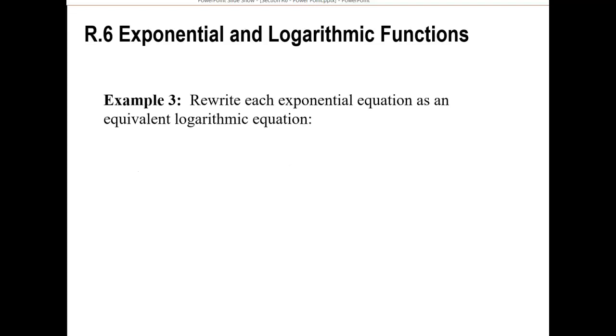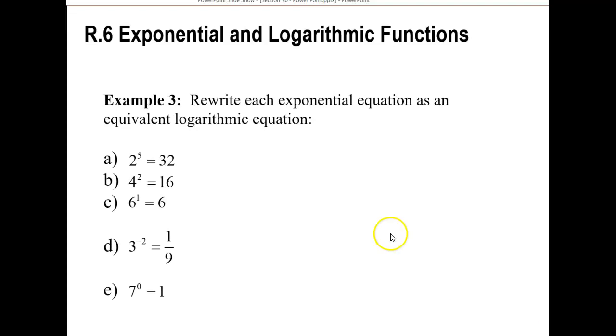So they want us to rewrite each exponential equation as an equivalent log equation. So these are all in exponential form, right? These are just facts about exponents that we already know. 2 to the 5th power is 32, 4 to the 2nd is 16, 6 to the 1st is 6, 3 to the negative 2nd can be written as 1 divided by 9, meaning this 3 would move to the denominator and make that 2 a positive, right? So 3 squared on the bottom, so why there's a 9 on the bottom, and then any number to the 0 power, or 7 to the 0, is equal to the number 1.